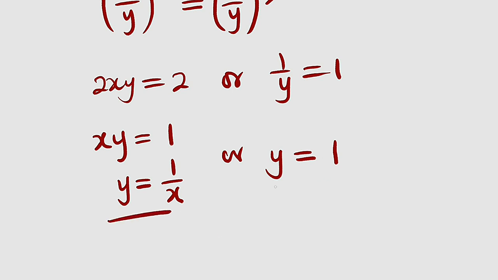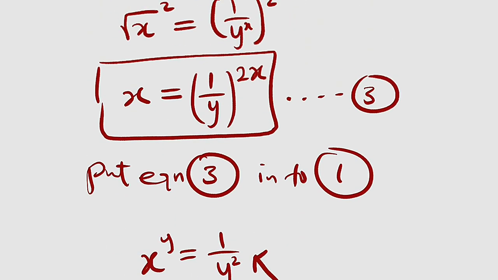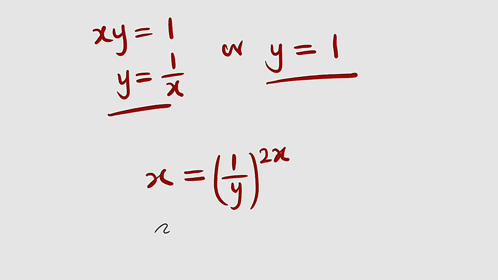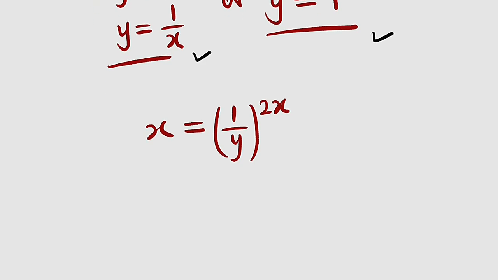So we have two values of y. But remember, we have the value of x from equation number 3, which is x equal to 1 divided by y to the power of 2x. Let me just copy that. So here is our equation number 3, but we have two values of y. y could either be 1 divided by x or equal to 1. Let's start with the first one. When y is equal to 1 divided by x, wherever we have y in this equation, we are going to substitute it with 1 divided by x.